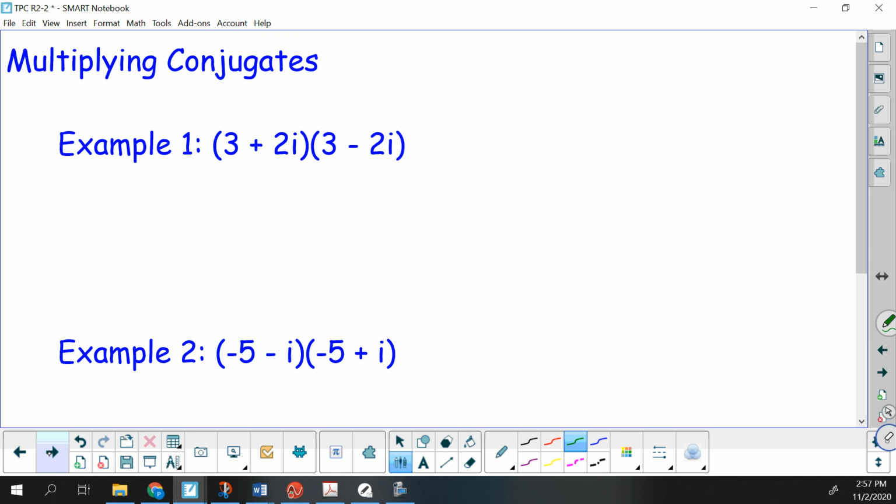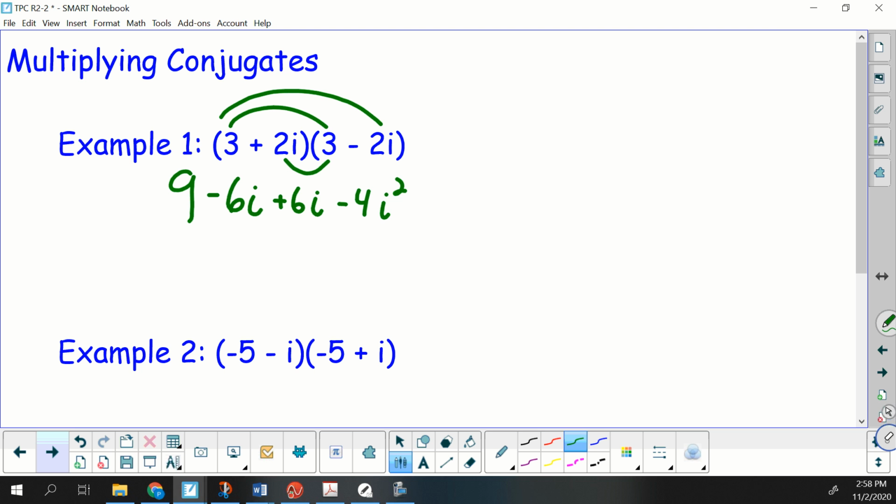Now, a special set of complex numbers that you multiply together are what are called conjugates. Conjugates are when you have the same thing, but just the middle sign is different. And let's see what happens when we multiply our conjugates. 3 times 3 will give us 9. 3 times negative 2i will give us negative 6i. Now we'll do 2i times 3i to give us positive 6i. And then 2i times negative 2i will give us negative 4i squared.